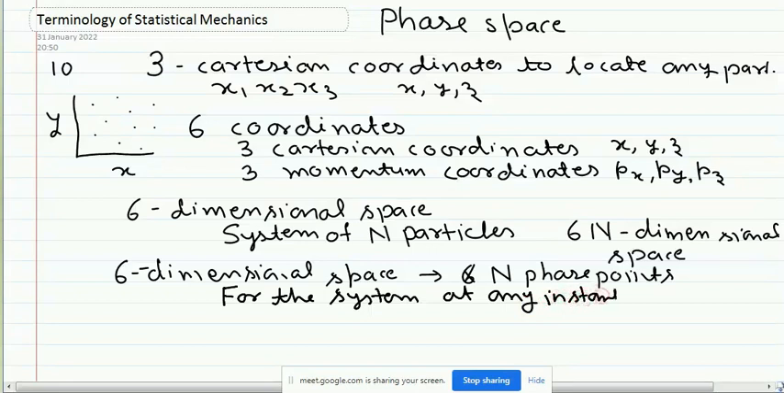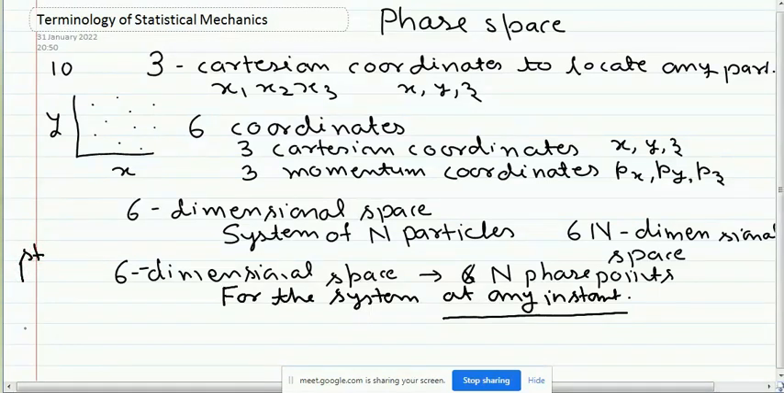Why am I saying at any instant? Because at a particular time the positions are fixed, but as the time changes, these positions will also change. Suppose these are 10 particles and these 10 particles are moving. So at a particular instant the position is denoted by all these 10 points, but as the time changes, these positions will also change. So I am writing here that in 6-dimensional space we can locate n phase points for the whole system containing n particles at any instant. This is the first way.